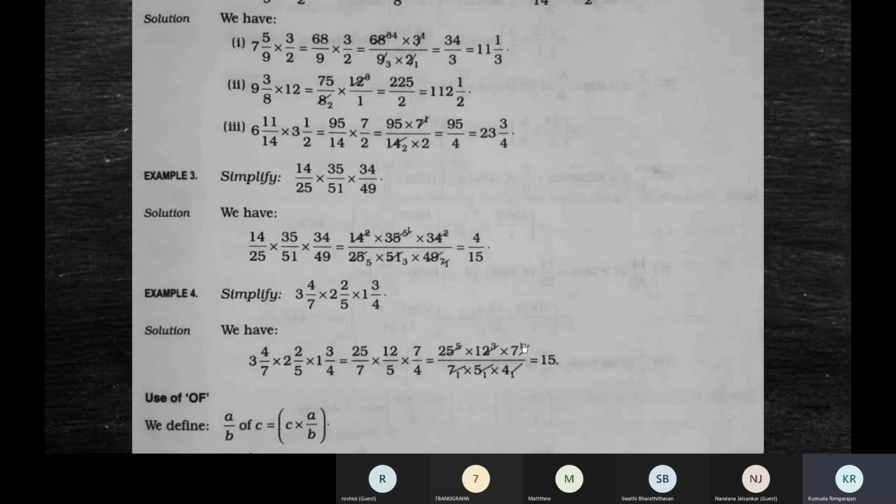5 into 3 into 1 is 15. Those are the numbers that remain in the numerator. 5, 3 and 1. 15. In the denominator we have 1, 1 and 1. 1 into 1 into 1 is 1. So 15 by 1 is 15 itself. That's why you see only 15 here.